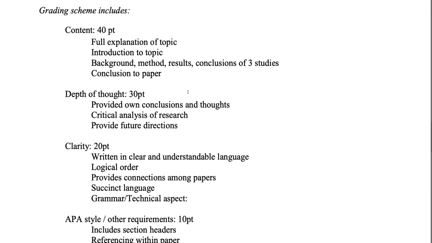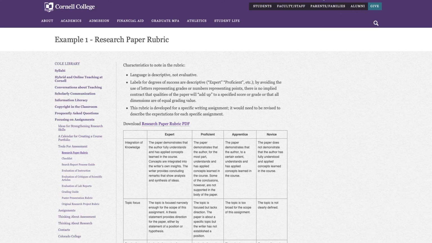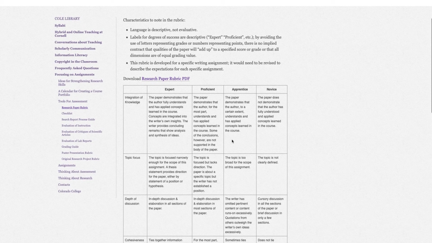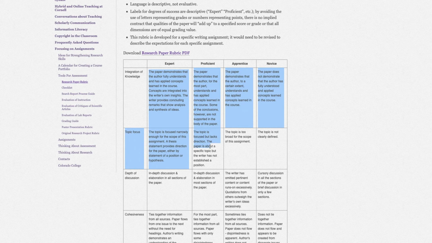And he breaks it down: how many points you get? Content, 40 points; depth of thought, 30 points; clarity, 20 points; APA style, and so on. Every paper has something like that. You can pull up, even Cornell College has one. There's your integration of knowledge, an expert, and this is what you're aiming for. When you get into writing your paper, you want to make sure you're aiming right for this.